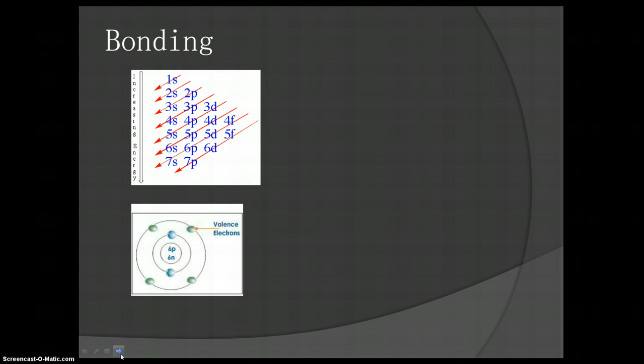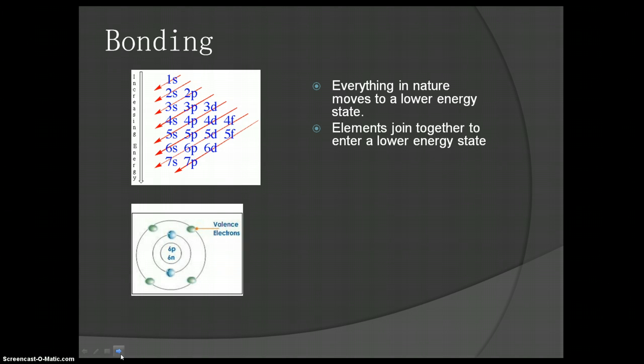All right, so now we need to talk a little bit about bonding. Everything in nature needs to move to what's called the lowest energy state. That's a fundamental law of thermodynamics. Nature wants to be in the lowest energy state. Well, the majority of elements are not in the lowest energy state. And so what they do to get to the lowest energy state is to join together. They create a molecule, which is 2 or more elements that have been joined together, to enter the lowest energy state. So forming molecules can be a natural occurrence as long as that formation leads to a lower energy state.